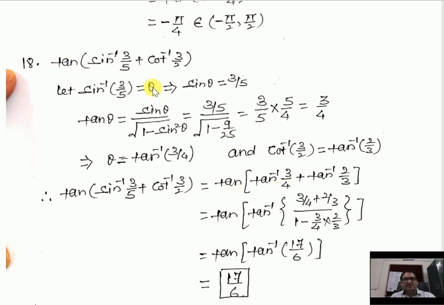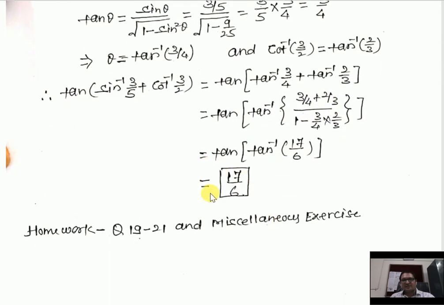See what I said, this sin inverse 3 upon 5 and cot inverse 3 upon 2, both you have to convert in terms of tan. Then you can apply the tan inverse formula, right? So this sin inverse I have converted in terms of tan inverse 3 upon 4, cot inverse also you have to convert in terms of tan inverse. Then put over here, now apply tan inverse x plus tan inverse y equals tan inverse of x plus y upon 1 minus xy, and then the answer is 17 upon 6.